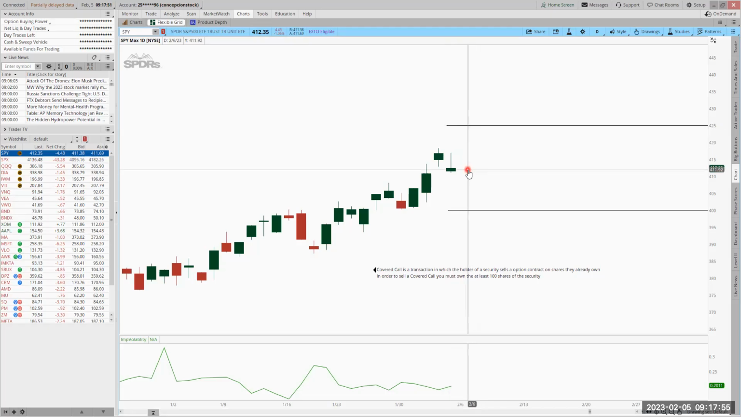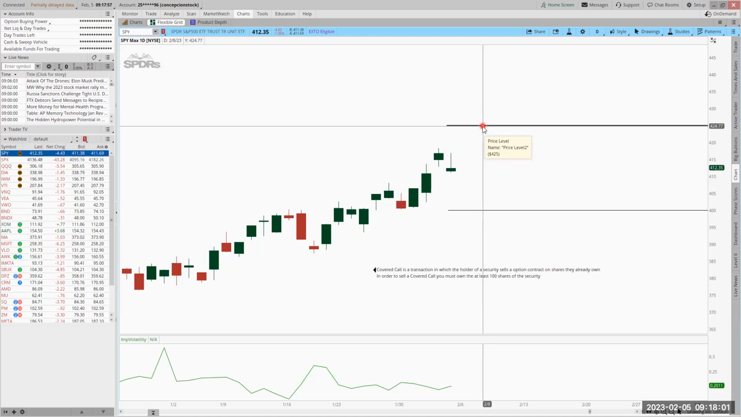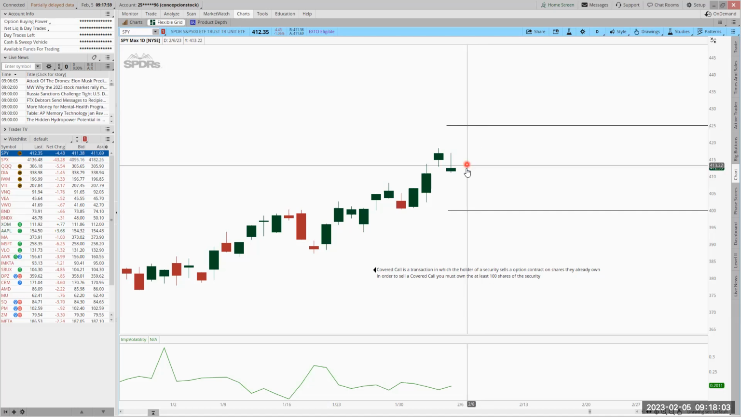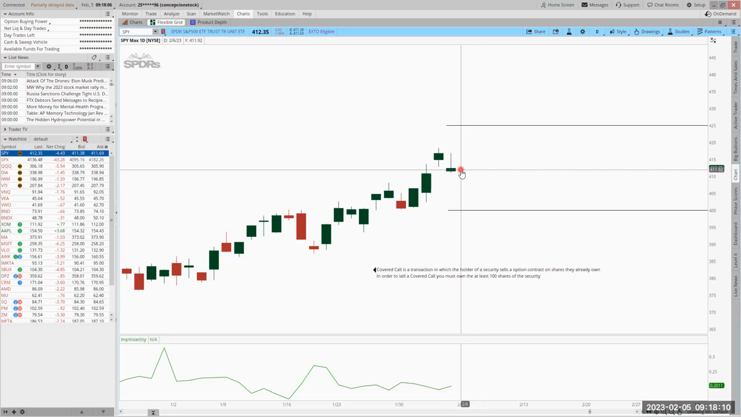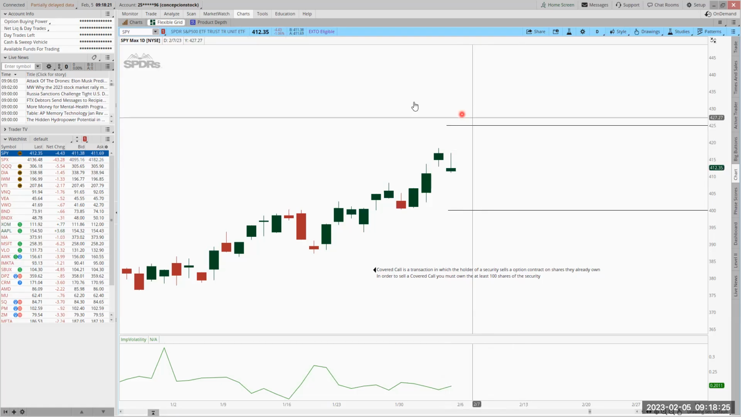So once again, if price goes up to 425 and exceeds 425 before our expiration date, we will lose our shares and keep our credit. However, if it stays below our strike price of 425, we will keep both our shares and our credit, and we could continue to do this on a bi-weekly or monthly basis until our shares get called away, hence a covered call.